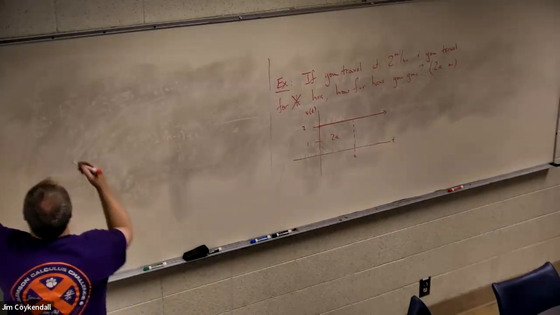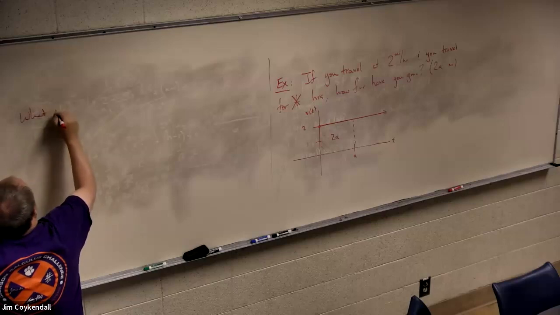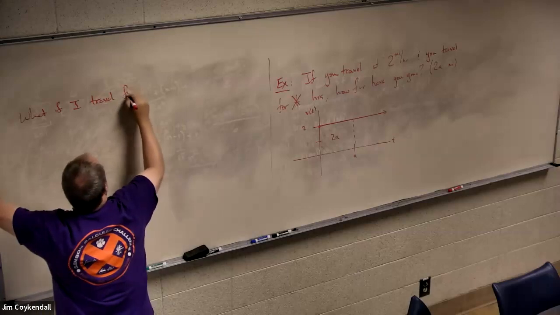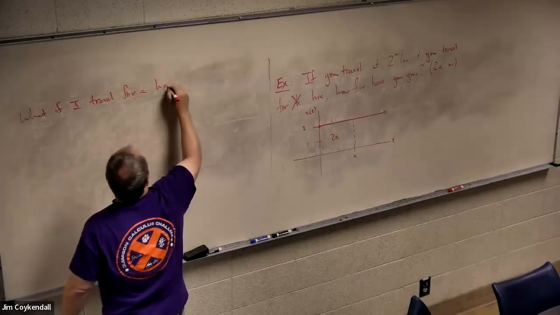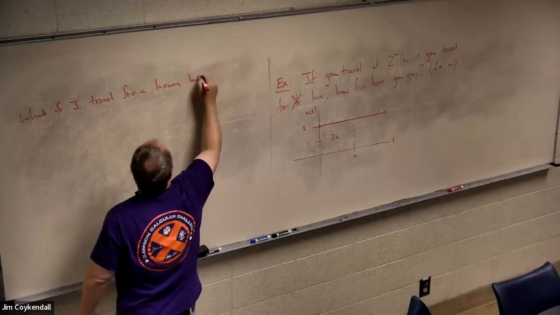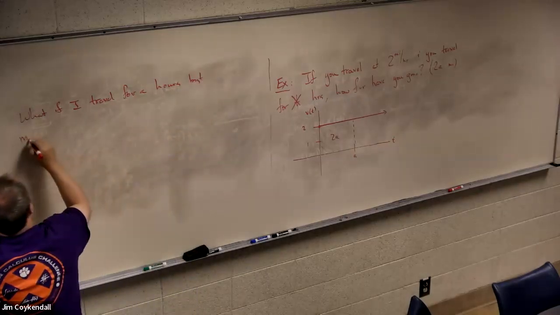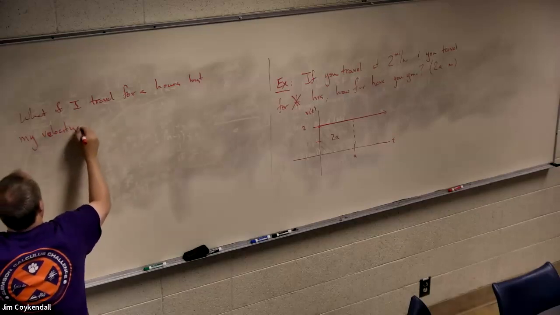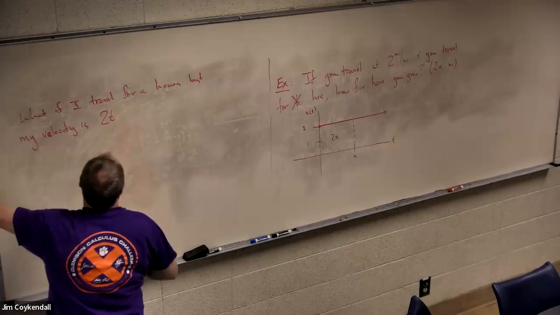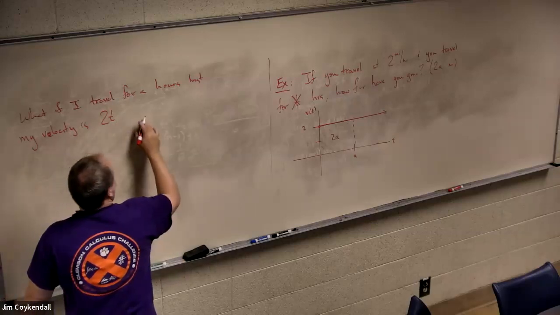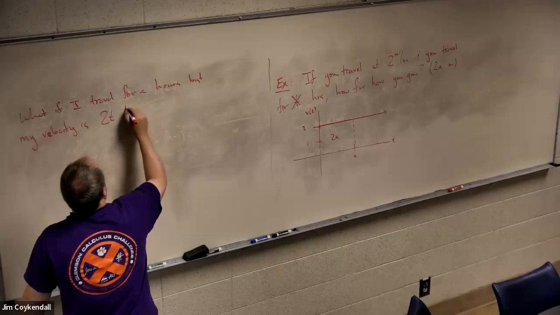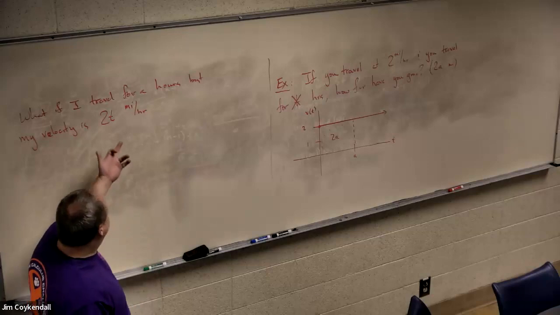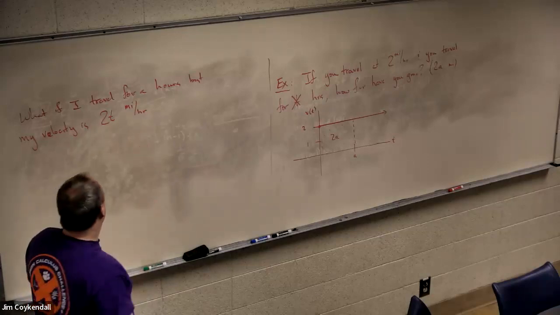What if I travel for 8 hours, but my velocity is 2t, right, miles per hour. So in this case, I'm speeding up, right?